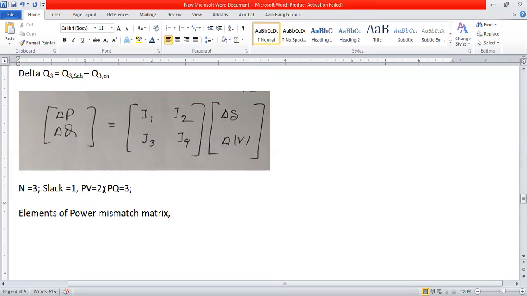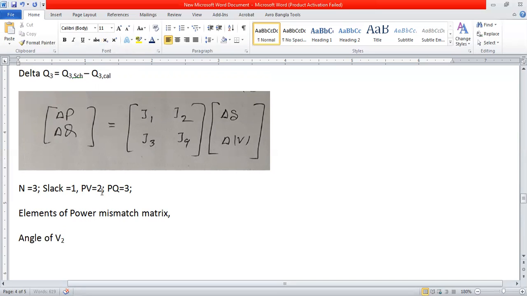So now for bus 2, the voltage magnitude is given, so we have to determine the angle. So the element is the angle of V2. We need to find out the angle of V2. This is the first element.